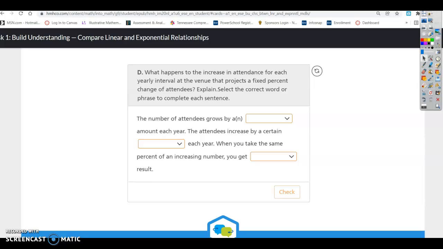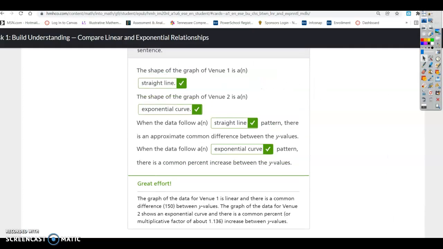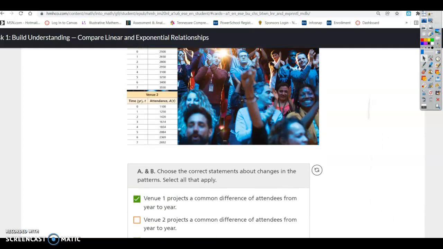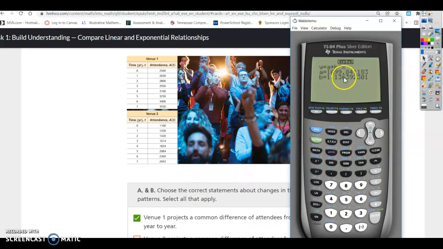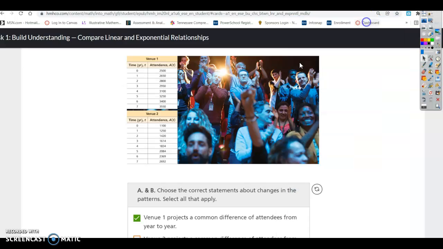All right, so what happens to the increase in attendance from each yearly interval at the venue that projects a fixed percent change of attendees? So that would be venue 2. It says explain. Select the correct word or phrase to complete each sentence. Because it's talking about the one that did a percent change, we know that it's talking about venue 2. That's the one we looked up, or used our calculator for in order to find this percent change, okay?